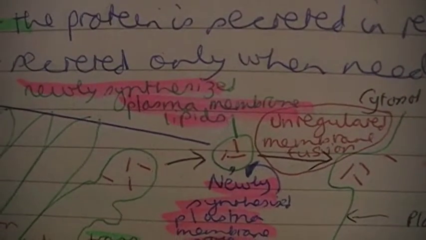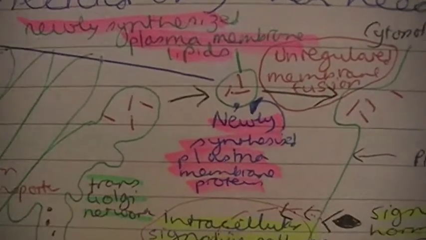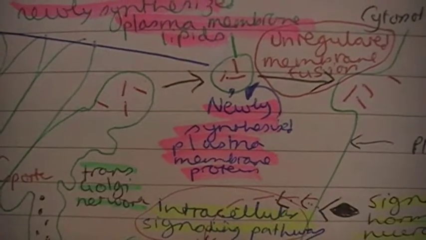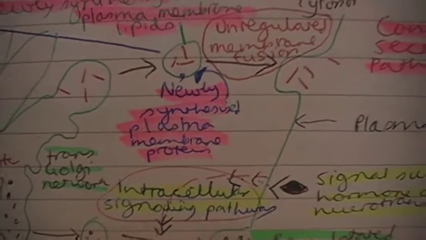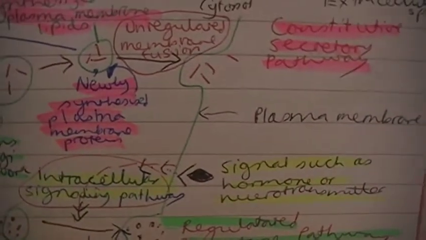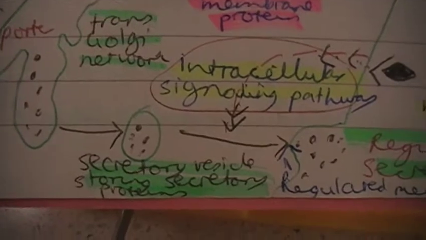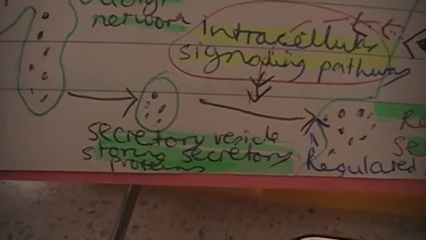A constitutive secretory pathway is here. Newly synthesized plasma membrane lipids, newly synthesized plasma membrane proteins, and the regulated secretory pathway is that the trans-Golgi network secretes vesicles storing the needed secretory proteins.